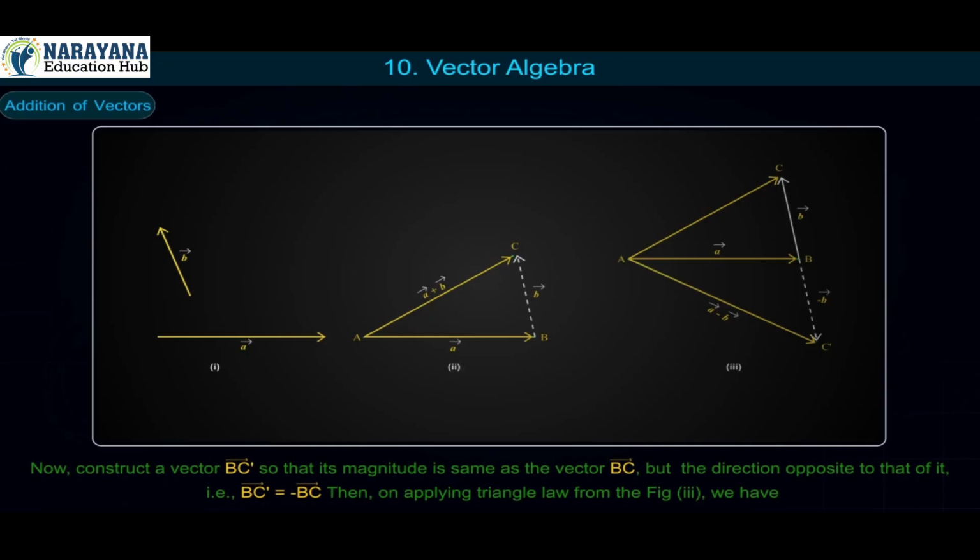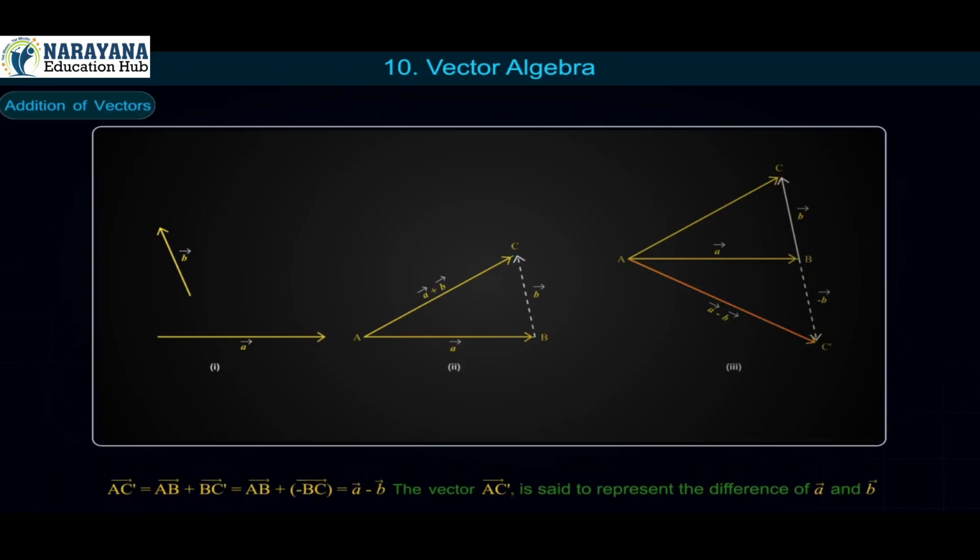Now construct a vector BC dash so that its magnitude is the same as the vector BC, but the direction is opposite to that of it. That is, vector BC dash equals minus vector BC. Then, on applying the triangle law from figure 3, we have vector AC dash equals vector AB plus vector BC dash equals vector AB plus minus vector BC equals vector A minus vector B. The vector AC dash is said to represent the difference of vector A and vector B.